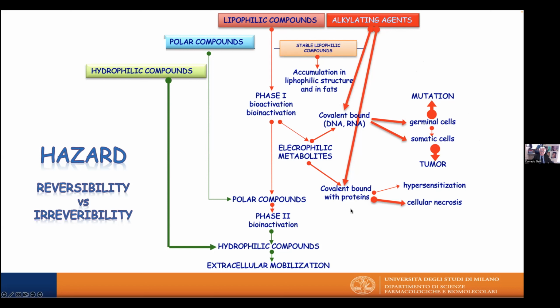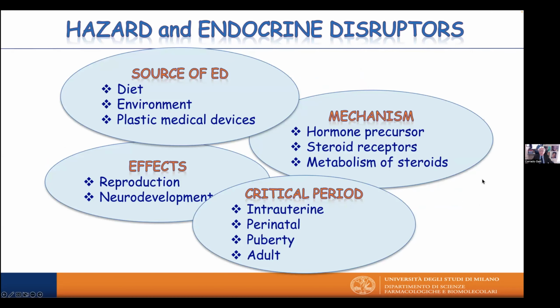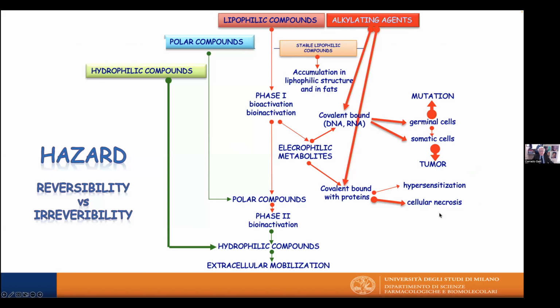But remember that even when you have a covalent bond with proteins, you can have sensitization, of course, but be careful, because you can have a complex between your protein and your molecule, and that can lead to cellular necrosis. And if this necrosis is chronic, for instance, the necrosis will lead to inflammation. We know that it's not apoptosis.